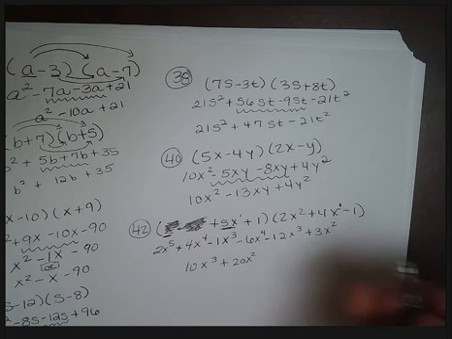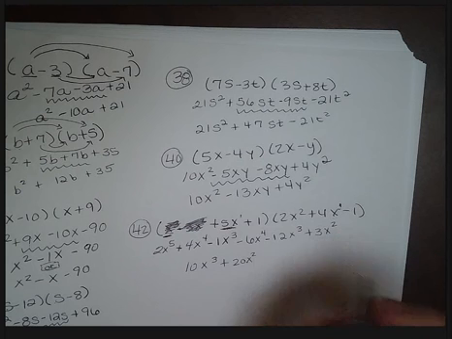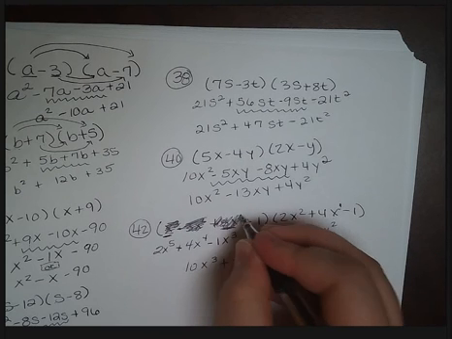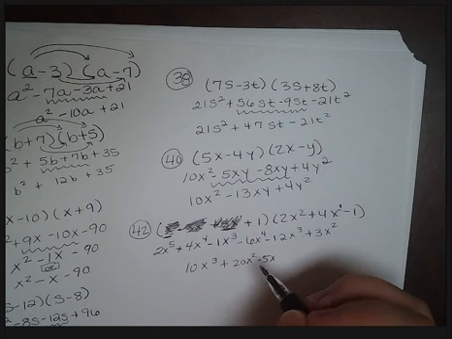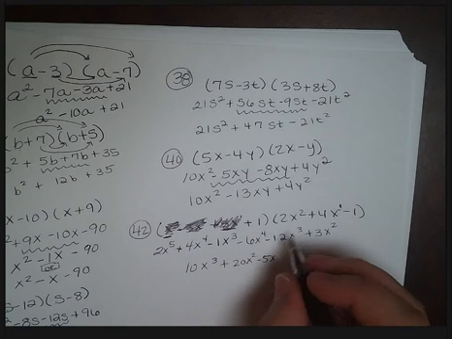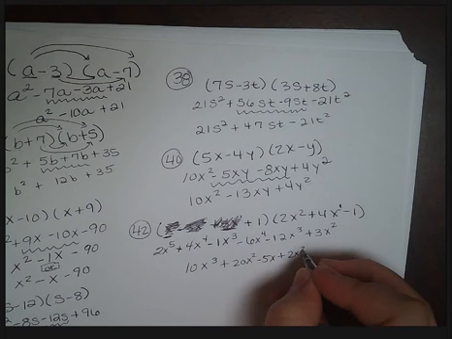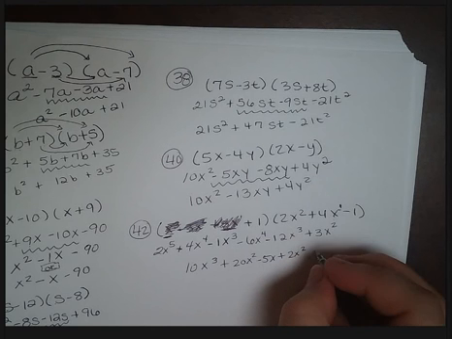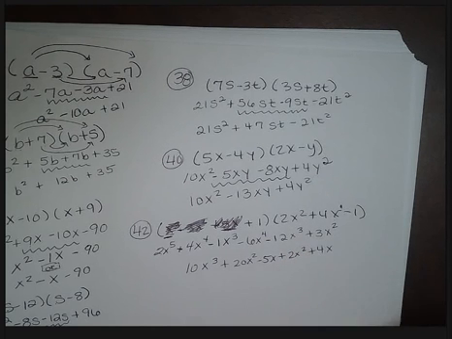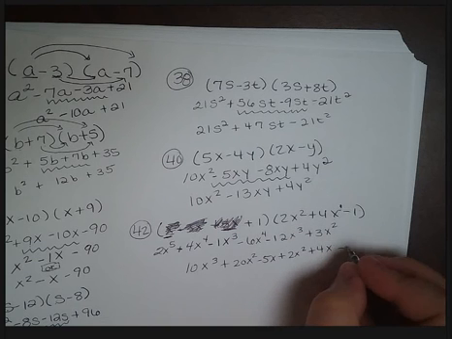And then 5x times negative 1 is negative 5x. Now we just have the 1 left. 1 times 2x squared is 2x squared. 1 times 4x is 4x. 1 times negative 1 is negative 1.